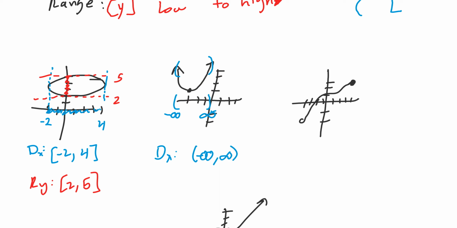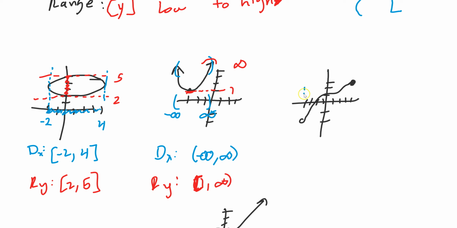The range, low to high. The lowest I see is positive 1. The highest I see is an arrow, so it's infinity. So my range goes from 1 to infinity: bracket at 1, parenthesis at infinity. So 1 to infinity. Next one.